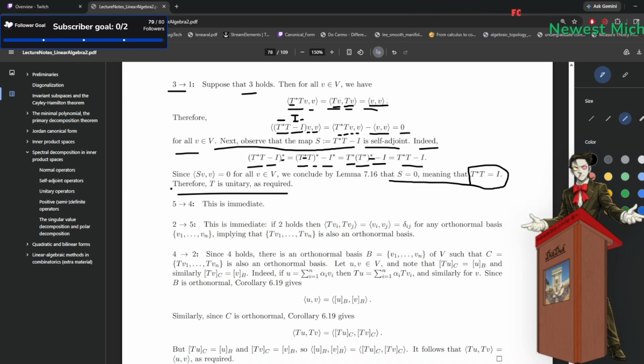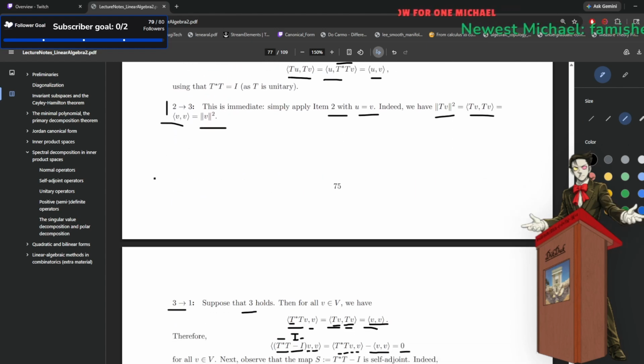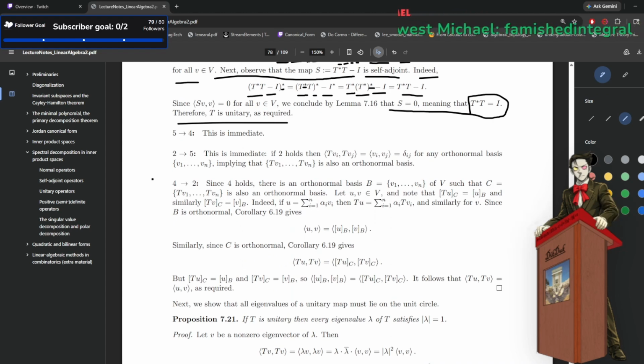For completeness, 5 to 4, this is immediate. For those who remember, if you have an orthonormal basis, then the set Tv1 to TvN is also an orthonormal basis. So there is an orthonormal basis such that Tv1 to TvN is also an orthonormal basis, and you already have this. Because you have this orthonormal basis ahead of time, obviously this piece works. So this is the forward direction, this is the backward direction, and the backward direction already exists, right? You're just retracing your steps. So 5 to 4 is done.